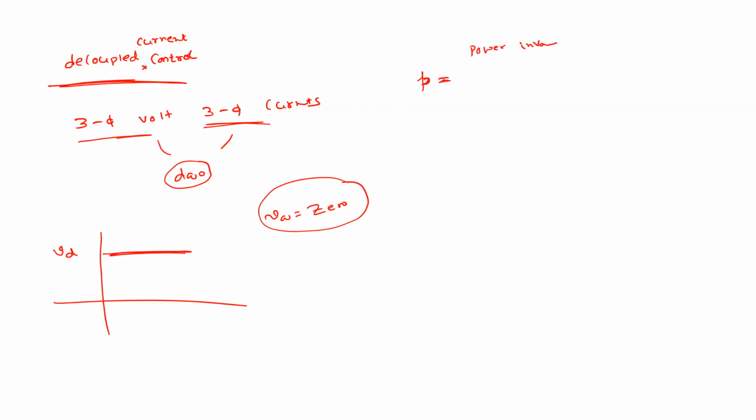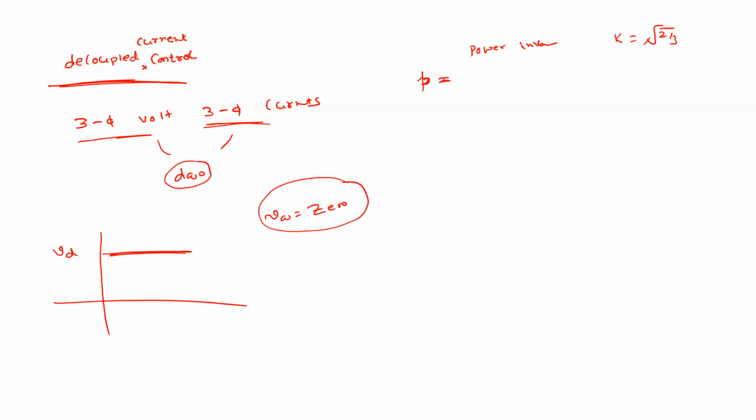In case of power invariant, we need to use K equal to root 2 by 3. Remember when you studied space vector modulation, we used 2 by 3. Why? Because we are dealing with the voltage magnitude, so we require voltage invariant expressions. Now we are talking about powers, so we make sure the equations are in a power invariant form. Therefore we use the term root 2 by 3.